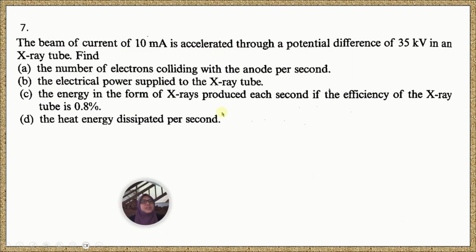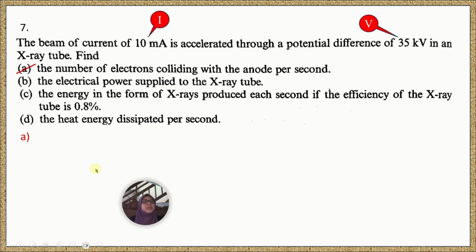Okay, question 7. The beam of current of 10 milliampere is accelerated through a potential difference of 35 kilovolt in an X-ray tube. Find the number of electrons colliding with the anode per second. So we do question A first. You are given current and the voltage. So the number of electrons colliding with the anode per second.